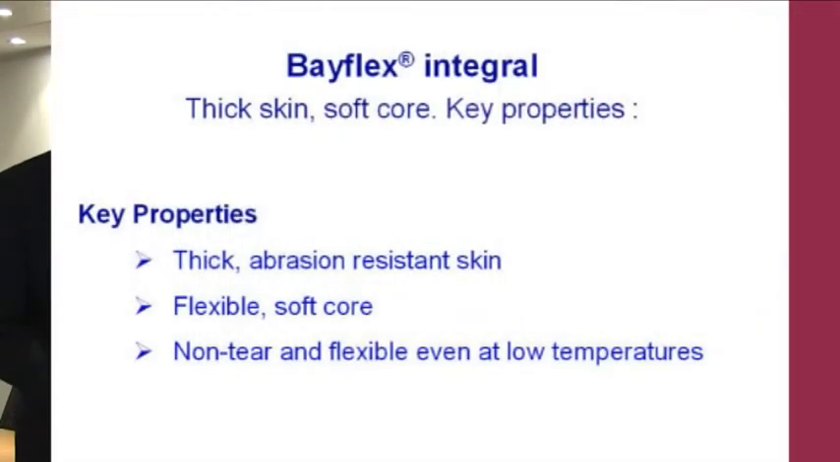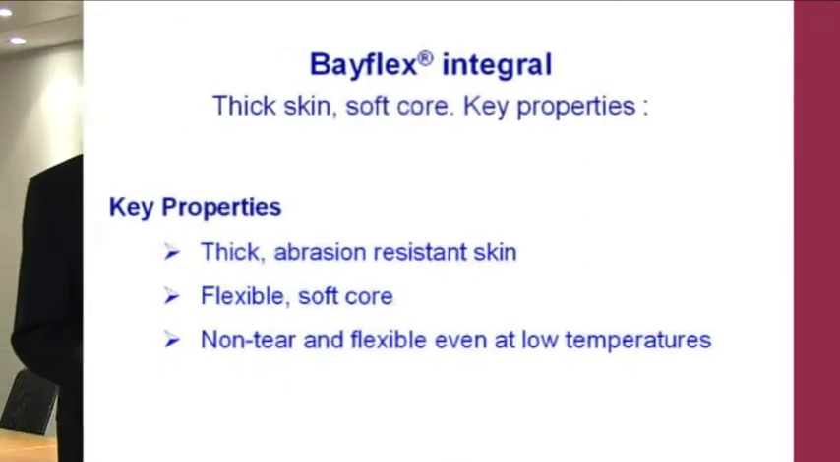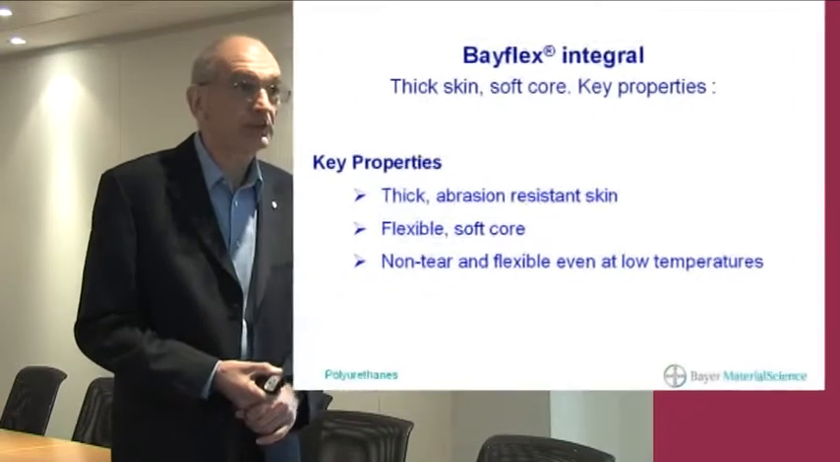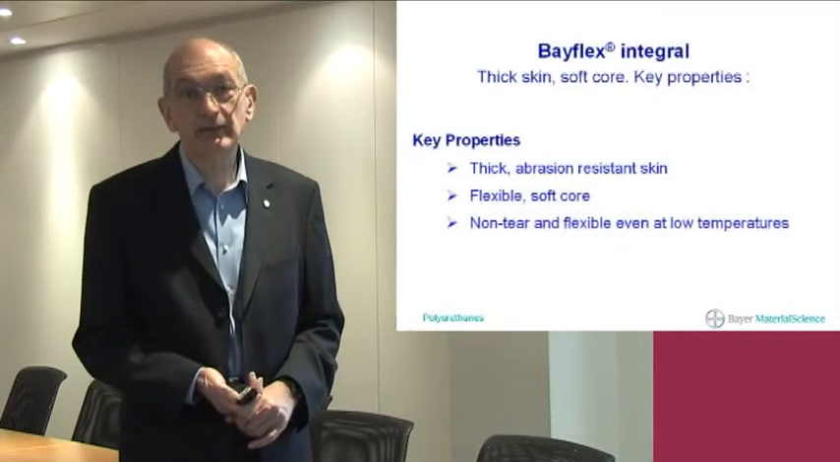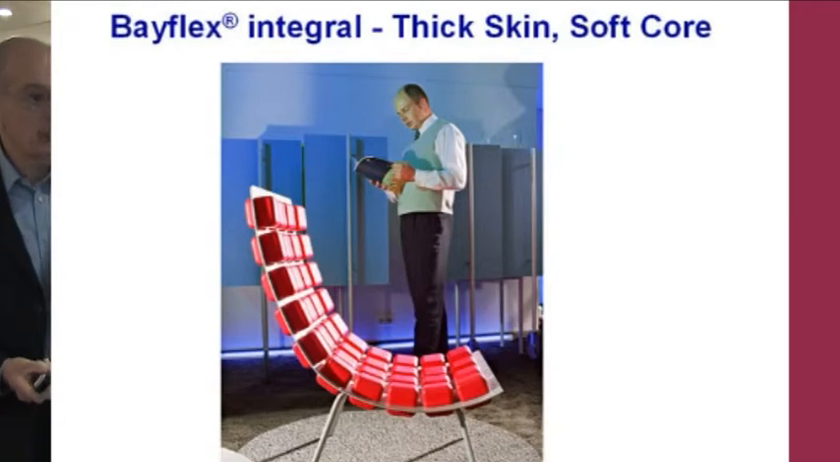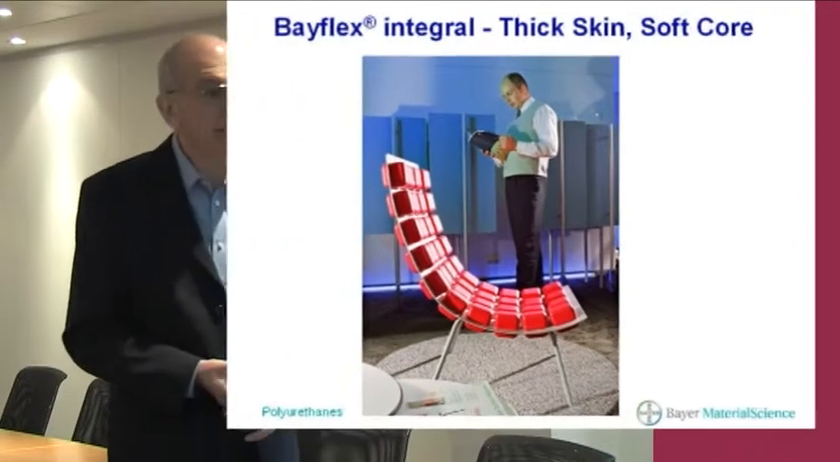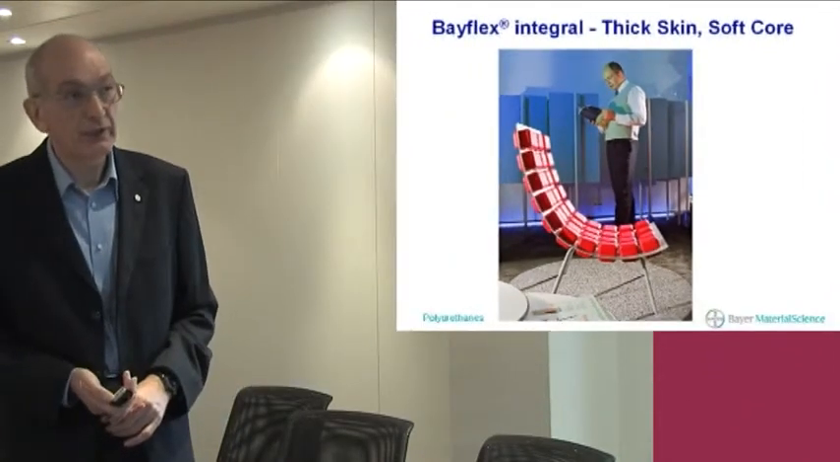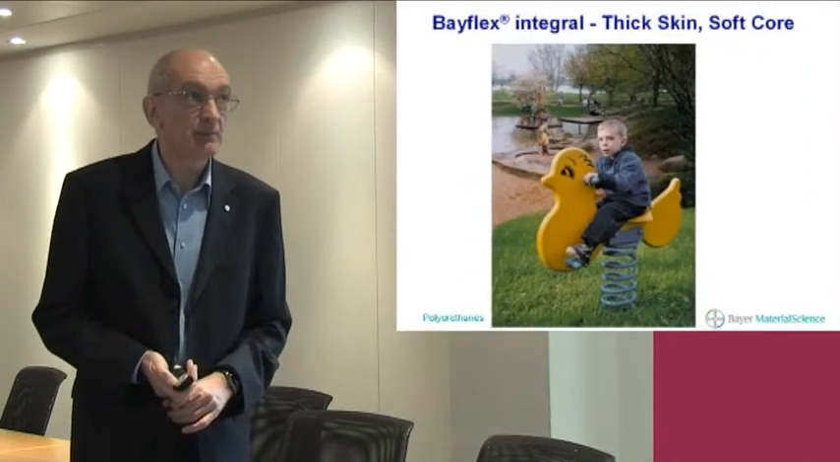And now we move on to Bayflex Integral, the key properties of which are that it has a thick abrasion-resistant skin, a flexible soft core, and it's got high tear resistance and flexibility even at low temperatures. Here we have an example, this chair where the cubes are made out of Bayflex Integral and the red colour is achieved by in-mould coating.